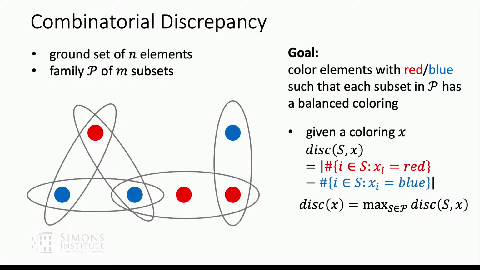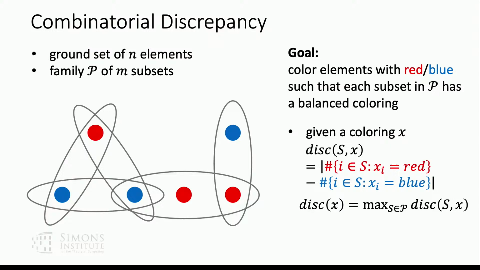Now let me introduce a bunch of definitions. Given a coloring X and given a set S, I'm going to say that the discrepancy of that set with respect to that coloring is the absolute value of the difference between the number of blue elements and the number of red elements, right? So this set has discrepancy 0 because it's perfectly balanced. This one has discrepancy 2, this one has discrepancy 2, and this has discrepancy 0.